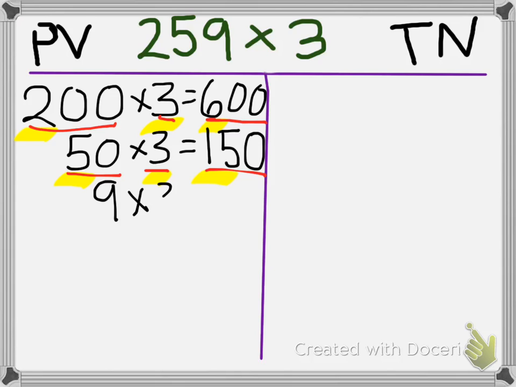The third part of the equation I need to solve is just 9 times 3, and I'm using my basic facts knowledge. I know straight away 9 times 3 equals 27. You can see how beneficial it is to have that really quick recall of your basic facts.